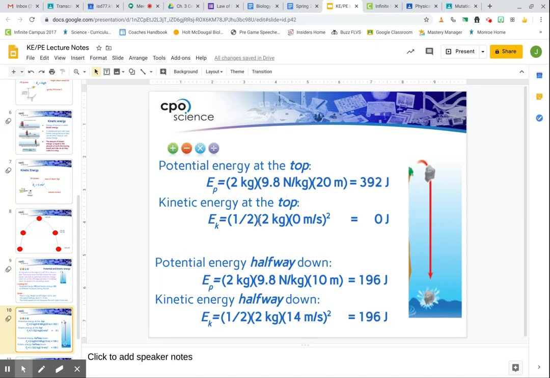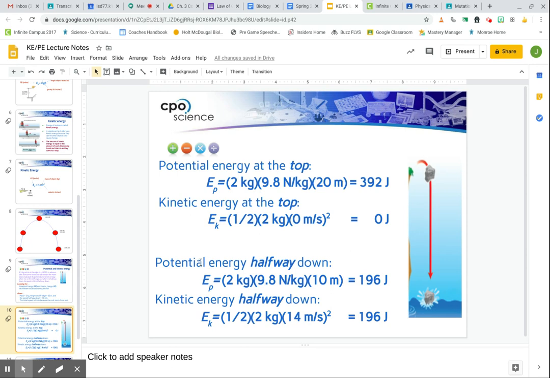At the same point, I can calculate its current kinetic energy when it's on top. We take 1/2. We know the mass is still 2 kilograms, but because it's sitting on the top of the hill, okay, the speed is 0 because it's not moving. So its kinetic energy is 0. 100% potential energy, 0% kinetic energy.